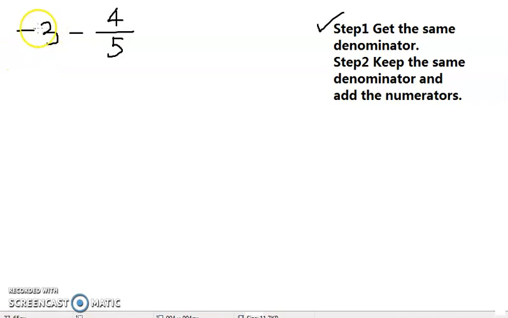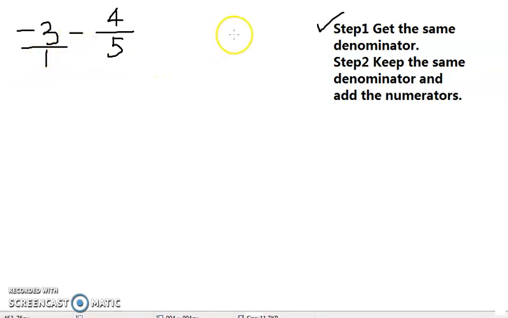But because -3 does not look like a fraction, we will change it to a fraction by putting a 1 under it. So -3 divided by 1 is still the same as -3. By adding over 1, it doesn't change the number -3. Now they both look like fractions. In fact, integers are considered fractions. We can always put a 1 under to get a fractional form.